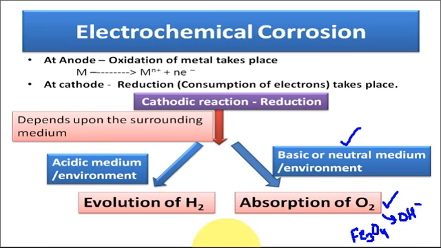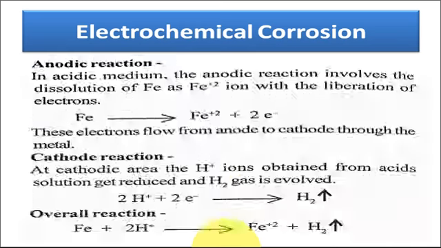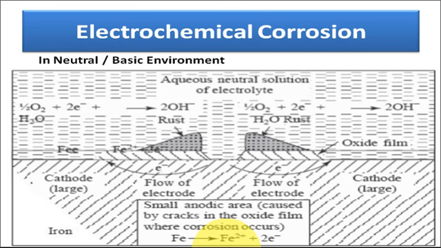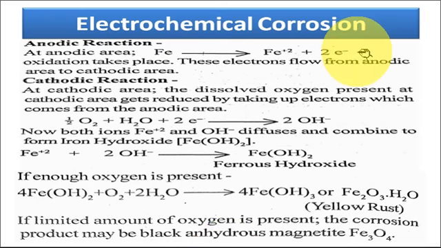I hope it is clear to all of you now, both the processes. So the anodic reaction is always the same, that is Fe gives Fe plus 2 and electrons, but the cathodic reaction depends upon the medium. If metal is present in the acidic environment, then at the cathodic part hydrogen evolution takes place, while if the metal is present in the neutral or the basic environment, then at the cathodic part oxygen is absorbed and finally iron rust is formed near the cathodic area.